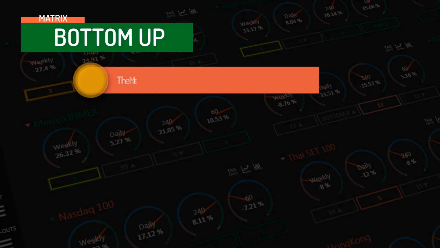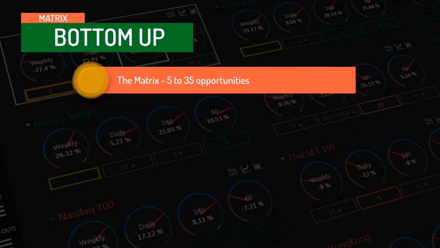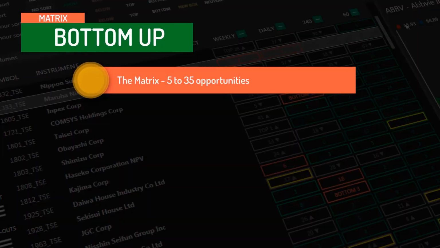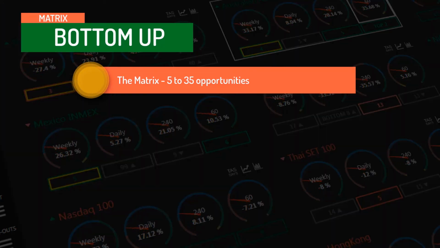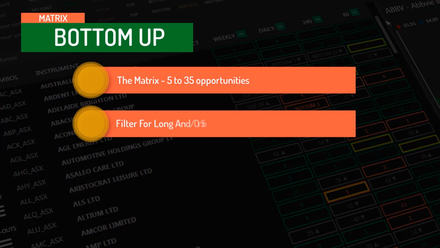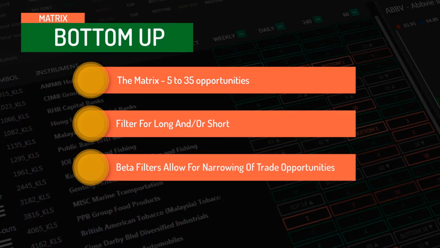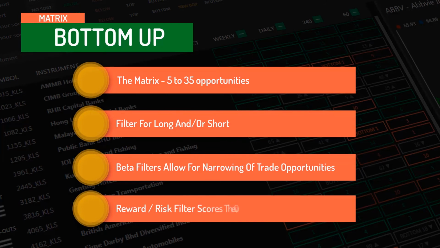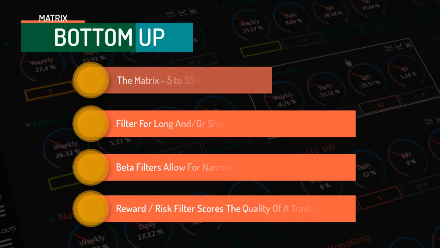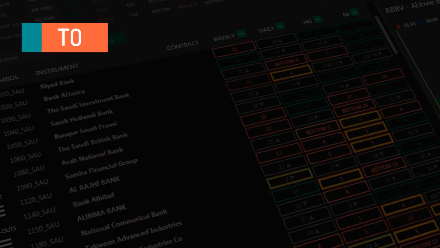The matrix table offers an easy and effective tool to zoom in on trade opportunities which are identified through the use of market profile based pattern recognition. The matrix allows for an immediate analysis as to a potential long or short opportunity. Identified opportunities can be further narrowed down through the use of beta filters. The quality of a trade setup is numerically scored through the use of a risk-reward scenario.